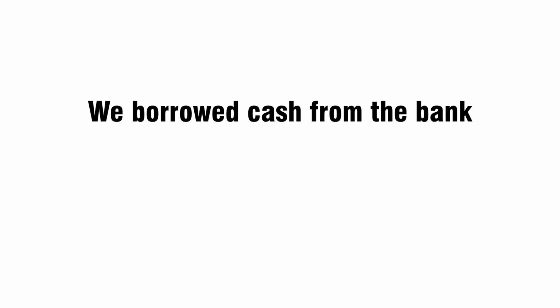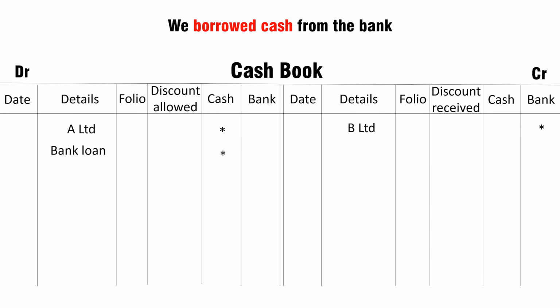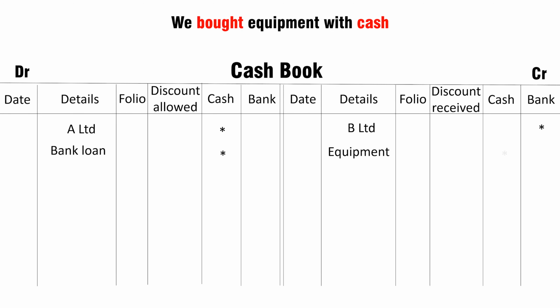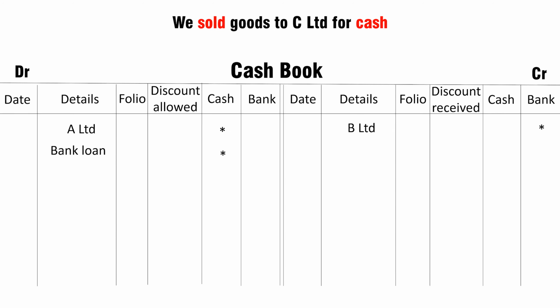We borrowed cash from the bank. Debit: bank loan, cash. We bought equipment with cash. Credit: equipment, cash. We sold goods to C Limited for cash. Debit: sales, cash.